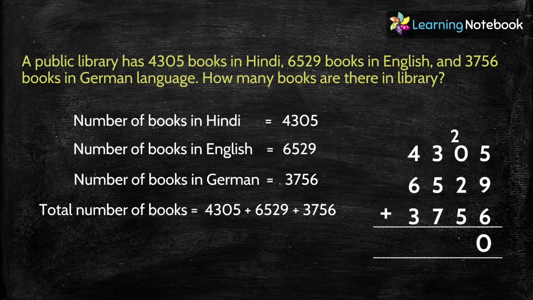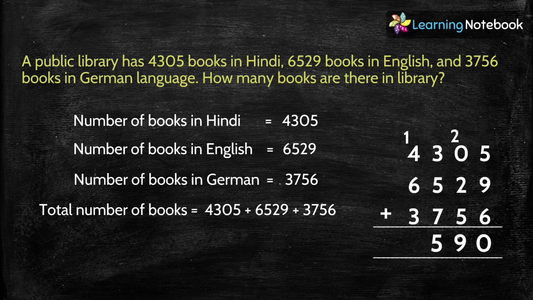Now add the digits at tens place. 2 carry plus 0 plus 2 plus 5 equals 9. Next, add the digits at hundreds place. 3 plus 5 plus 7 equals 15. So carry 1 to the thousands place and 5 comes in the answer.